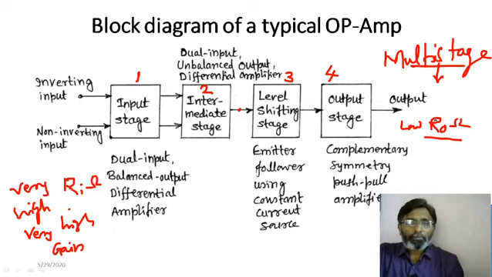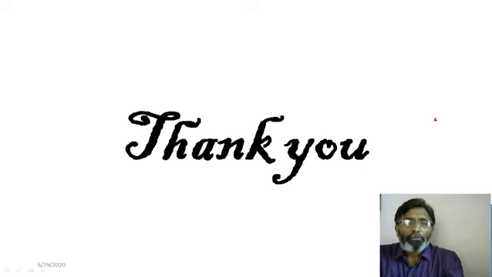Now I hope up to this point all of you have understood how we can get an operational amplifier. Once we understand this block diagram, we will see some more details about the operational amplifier in the next class. I hope all of you have understood this.